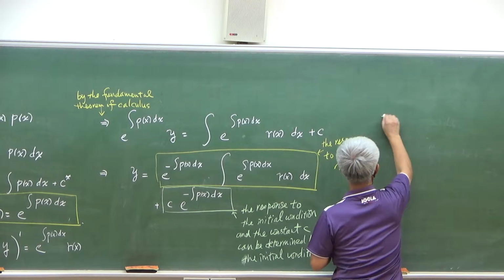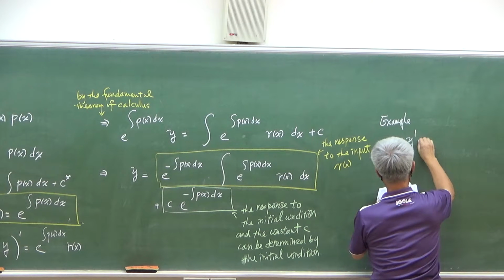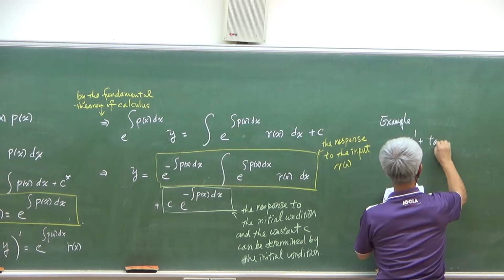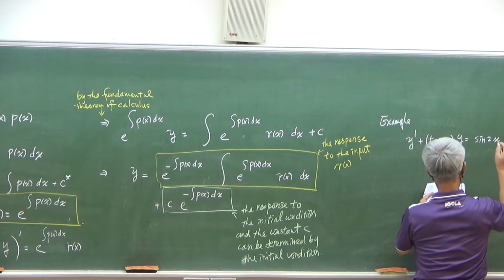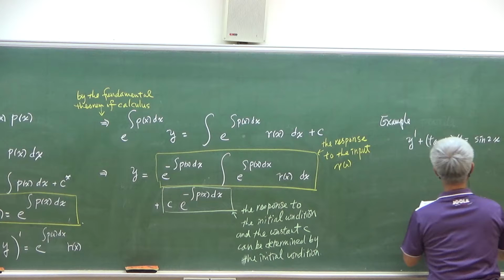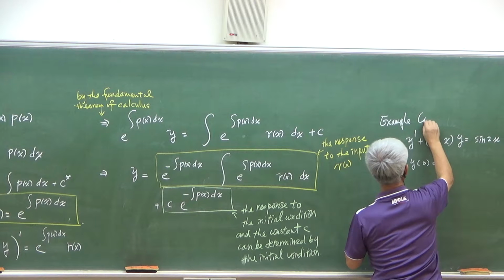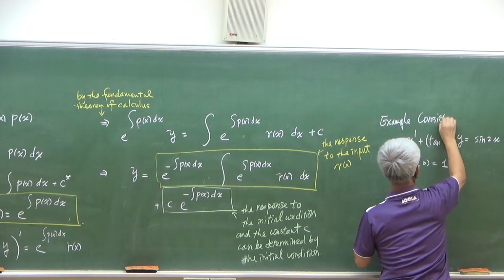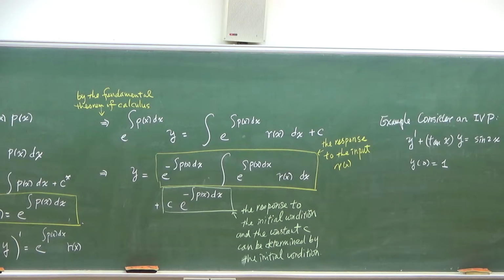All right, so let's take an example to illustrate the procedure. All right, so y prime plus tangent x times y equals sine 2x, with the initial condition y of 0 equal to 1. So consider, alright, we have an initial value problem. So we have a first order linear ODE plus an initial condition.